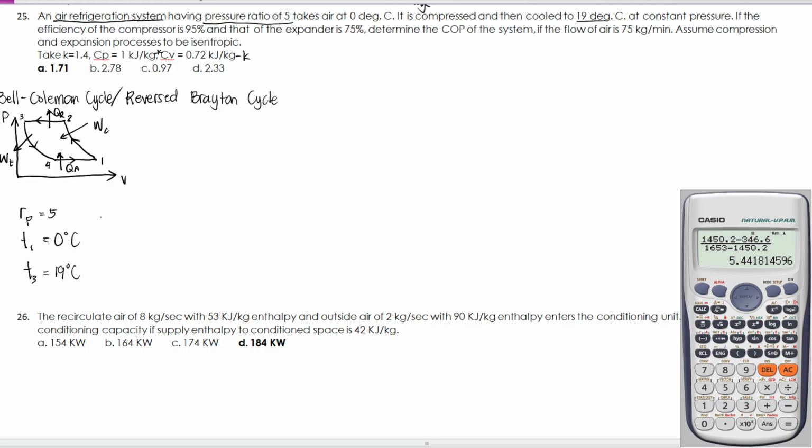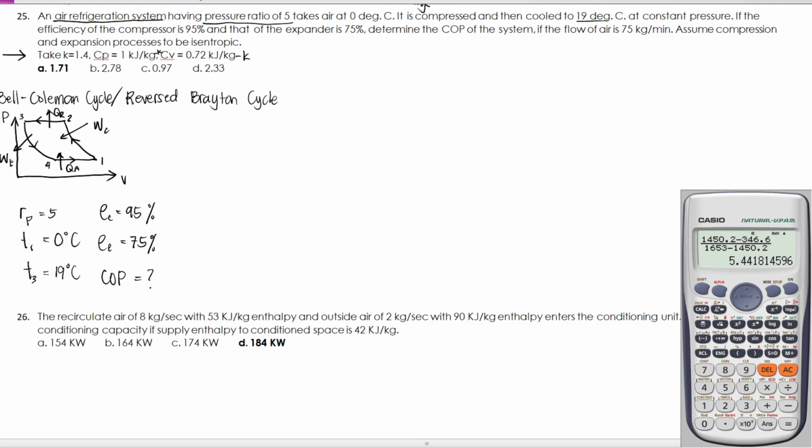Then, merong given na mga efficiencies. Efficiency ng compressor is 95%. At efficiency ng expander is 75%. So, ang hinahanap ay COP ng system. Ayan. So, COP of the system. Kapag merong mass flow rate na 75 kilograms per minute ng air at pareho lang ang process na nangyayari kay compressor at expander. Then, we have the properties of air. So, yun yung ating mga gagamitin.